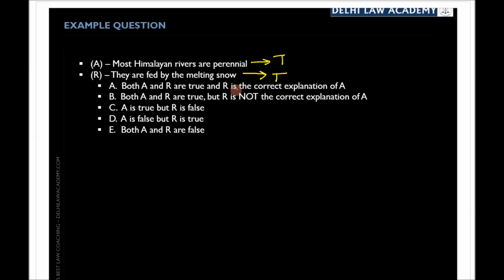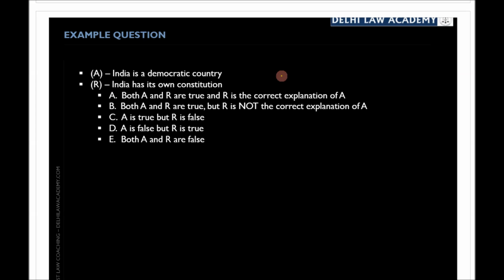Now the third thing we need to check is if the reason is a correct explanation of A. And we see that that is also the case. Yes, most Himalayan rivers are perennial, and the fact is that they are fed by melting snow, and that is the reason why they are perennial. They're not dependent on the monsoons, they're not dependent on any other weather related phenomenon for their flow. So the answer would be, in this case, A, because both A and R are true and R is the correct explanation of A.